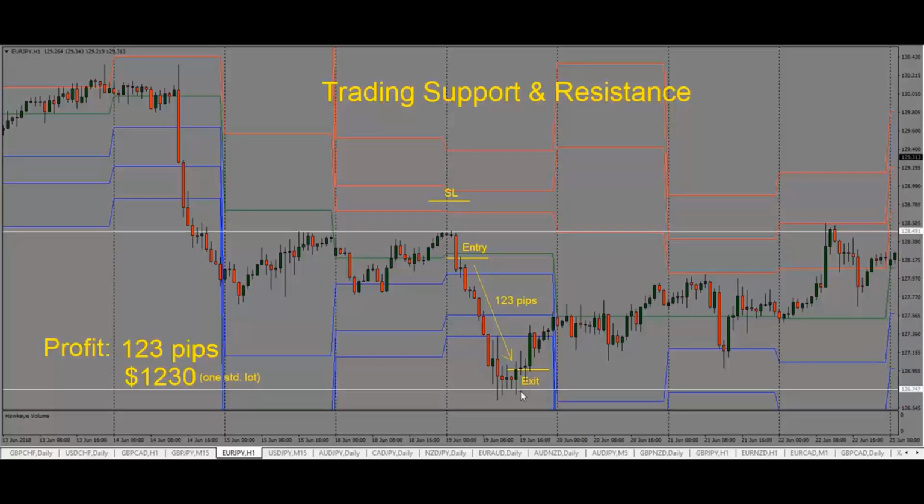Price just stays above this level and then it gives us this bullish engulfing candle close. There are multiple pins into the support level. This shows that price is not likely to break the support, so we exit our trade.